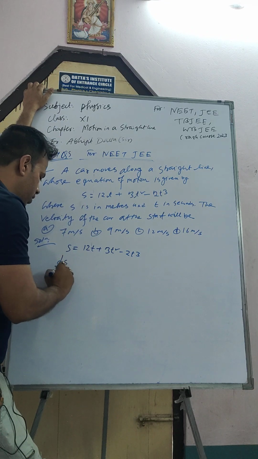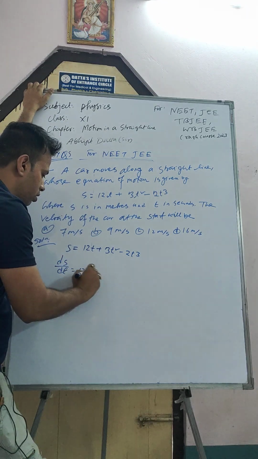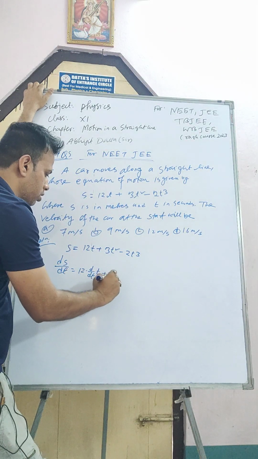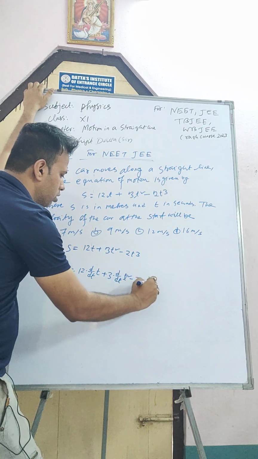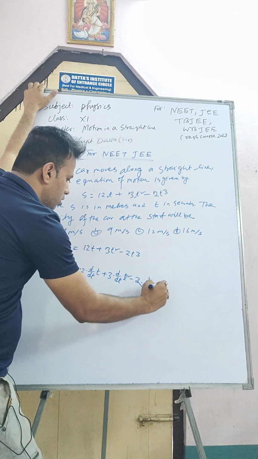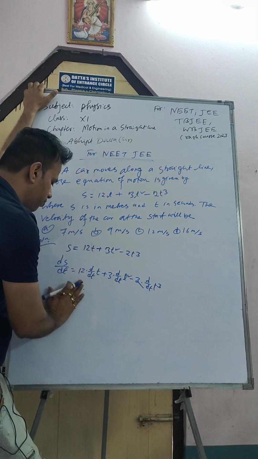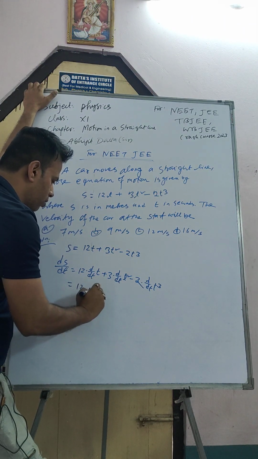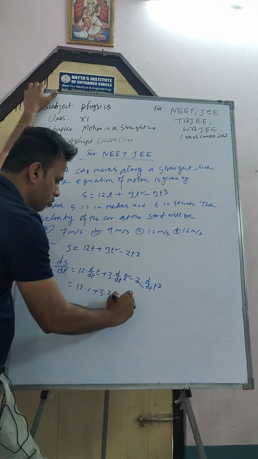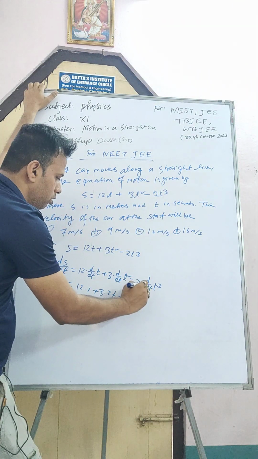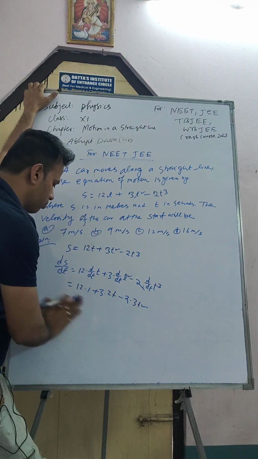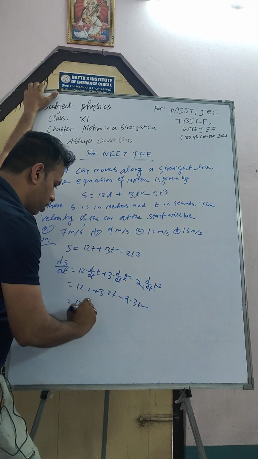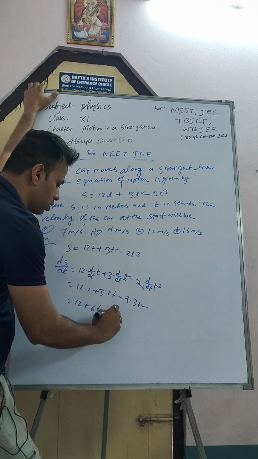So ds by dt equals 12 d by dt of t plus 3 d by dt of t square minus 2 into d by dt of t cube. So 12 into 1 plus 3 into 2t minus 2 into 3t square. So it will be 12 plus 6t minus 6t square.